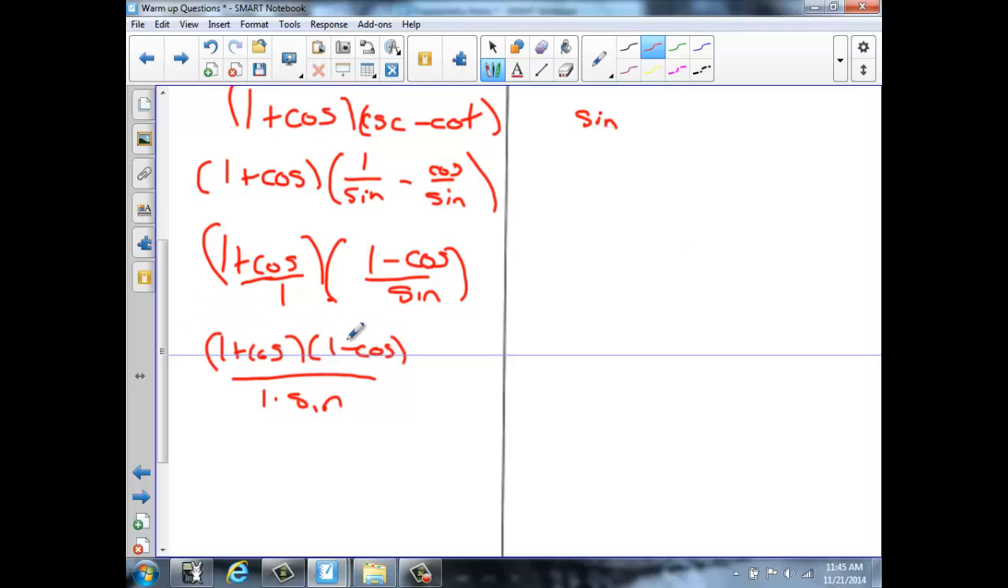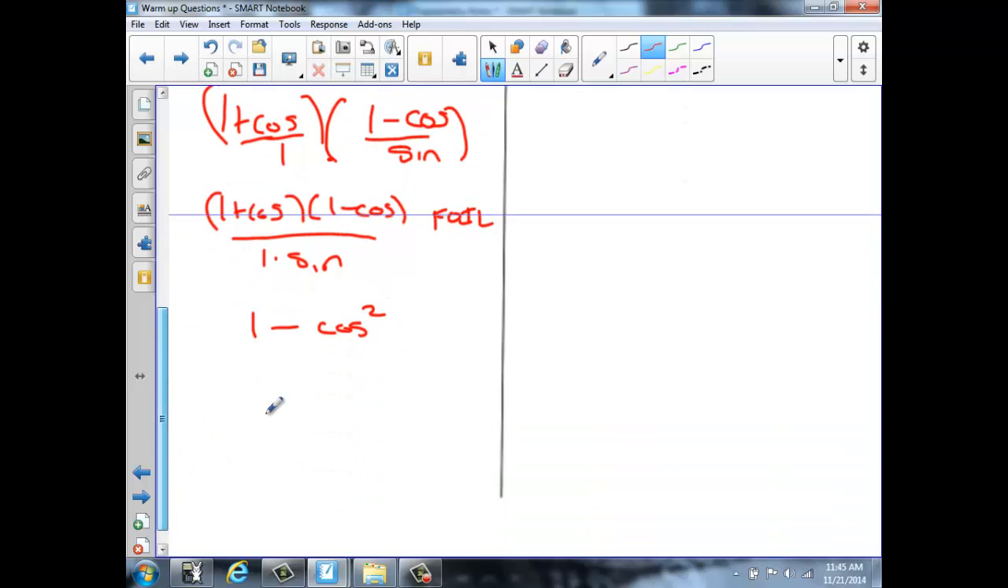Sure, that'll work. So this right here, if you FOIL it, I'm just going to write the word FOIL here, you would get 1 minus cosine squared. It's a difference of squares, basically, and it's over sine. Well, technically it is smaller. You used to have 1, 2, 3, 4 terms. I guess it ends up being smaller because the middle terms cancel. Because when you do cosine times 1, you get cosine. You do 1 times negative cosine, you get negative cosine, and those terms cancel. So it does make it smaller, I guess.